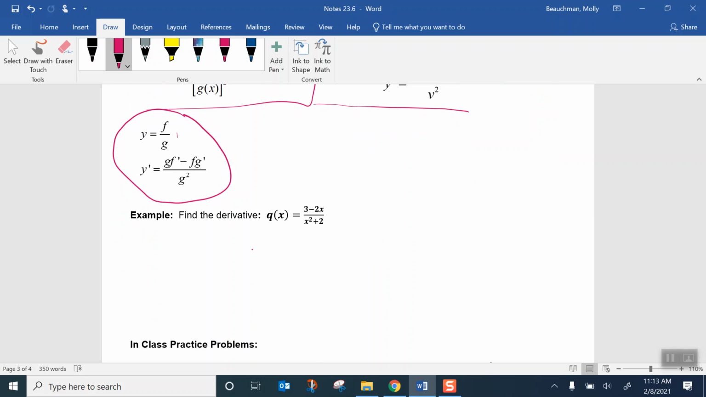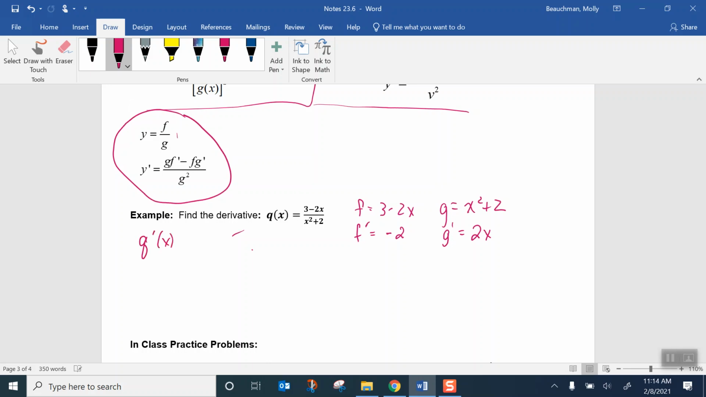In our example, if we want to find the derivative of our function q of x, which equals 3 minus 2x over x squared plus 2, we let f equal the numerator, 3 minus 2x, and let g equal the denominator, x squared plus 2. Then f prime would equal negative 2, and g prime would equal 2x. Now we're going to substitute into the formula.